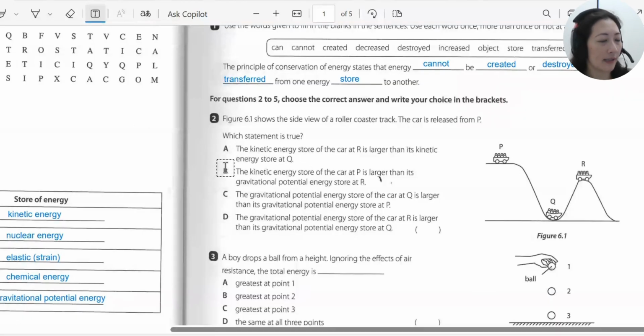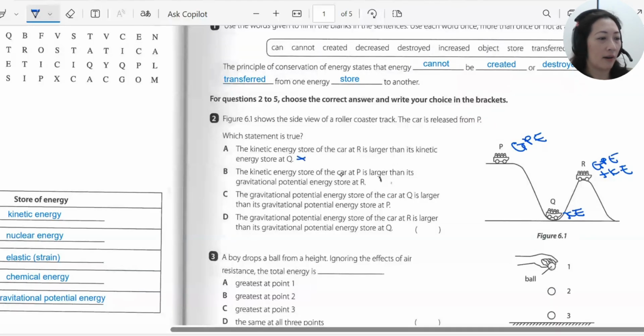Here it says the kinetic energy store of the car at R is larger than its kinetic energy store at Q. Not true, right? I'm just going to put in some words here so that you know what's going on. Just now I mentioned it has gravitational potential energy, so you're going to write GPE over here. This one has kinetic energy. This has both GPE as well as kinetic energy. So A is obviously wrong.